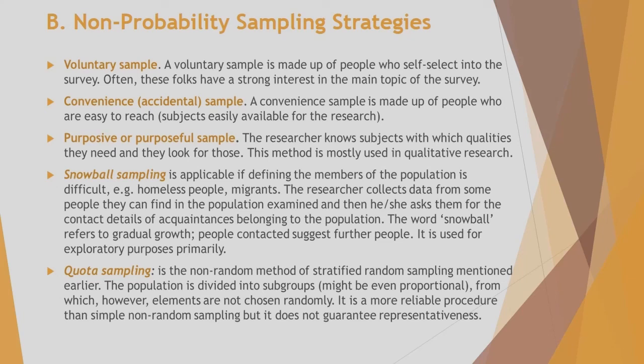The fourth type, snowball sampling, is applicable if defining the members of the population is difficult. For example, homeless people or migrants. It's not easy for the researcher to find them. The researcher collects data from some people that they can find in the population examined, those that they know. And then he or she asks these selected people for the contact details of acquaintances belonging to the population, other people like them. So the sample here grows gradually.